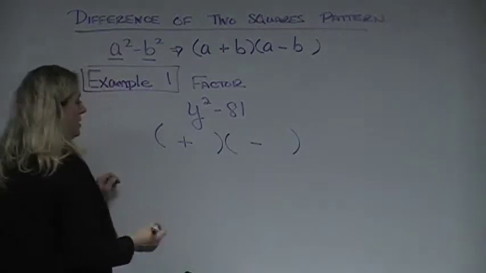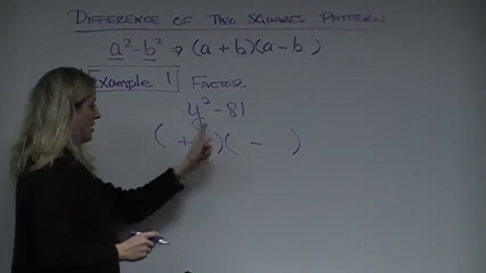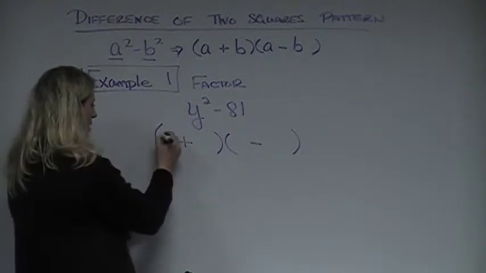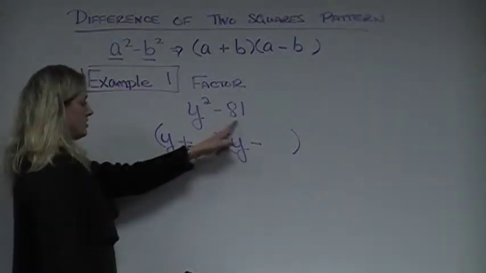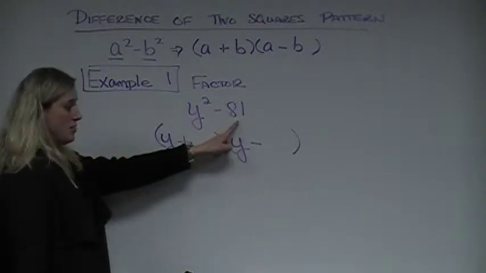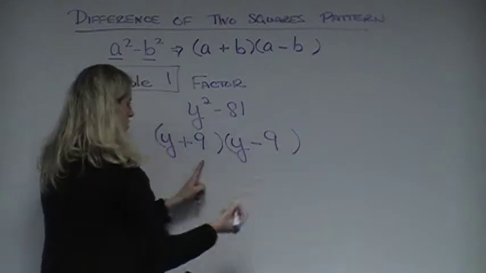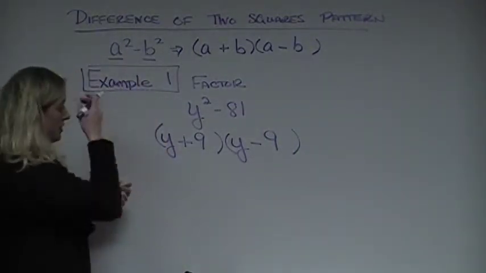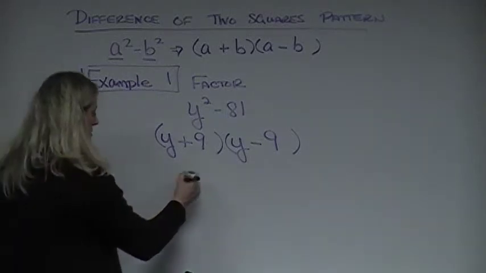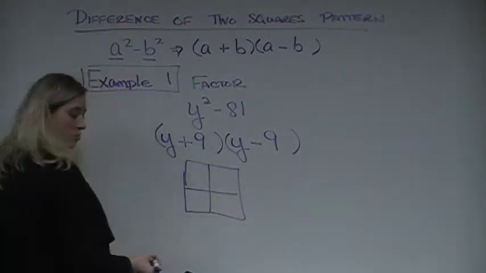Opposite signs. And then all we do is take the square root of the first term, which is y, because y times y is y squared, so the square root of y squared is y. So the first term of each of our binomials is y. And then you take the square root of 81. Well, the square root of 81 is 9, so therefore 9 goes here and 9 goes here. Now we can check this using our FOIL method or our table method. And from the sounds of our class, most of you like the table method. So let's go ahead and check this and see if it works.